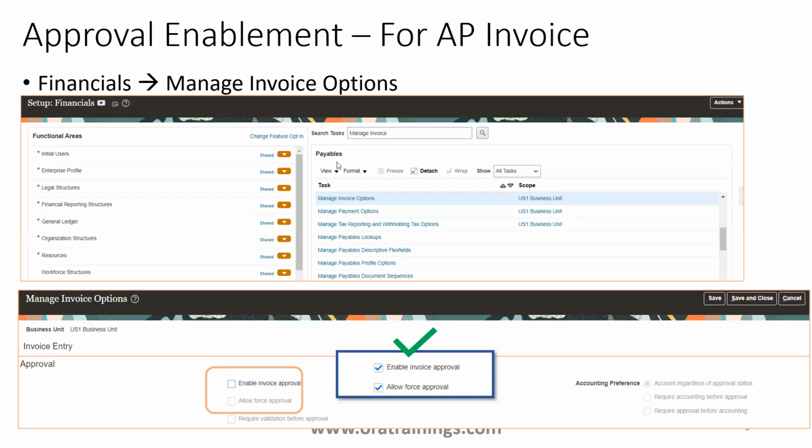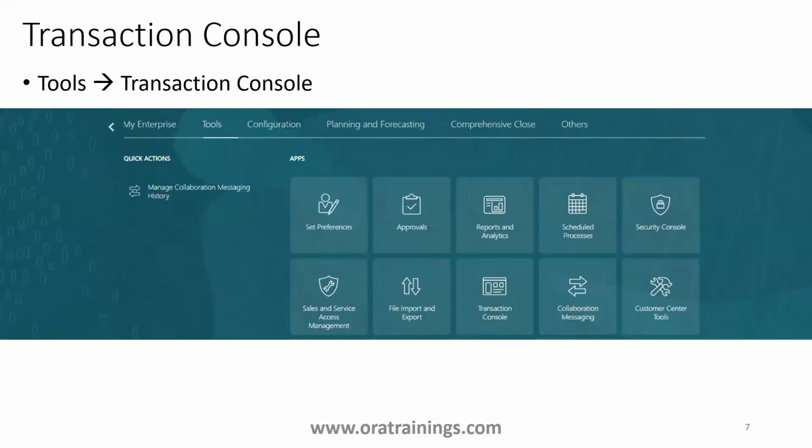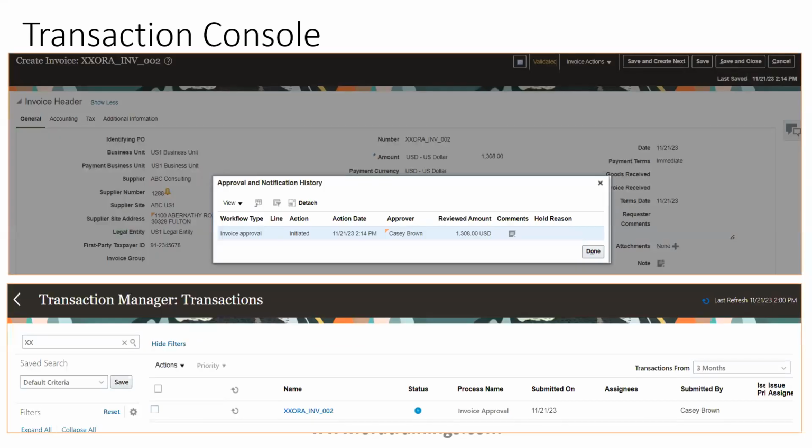These are three things which we require before we start the customization. Now, how do we customize the workflow or BPM? And of course, there is another monitoring page called transaction console that will be available in the tools section. So that we can discuss later.